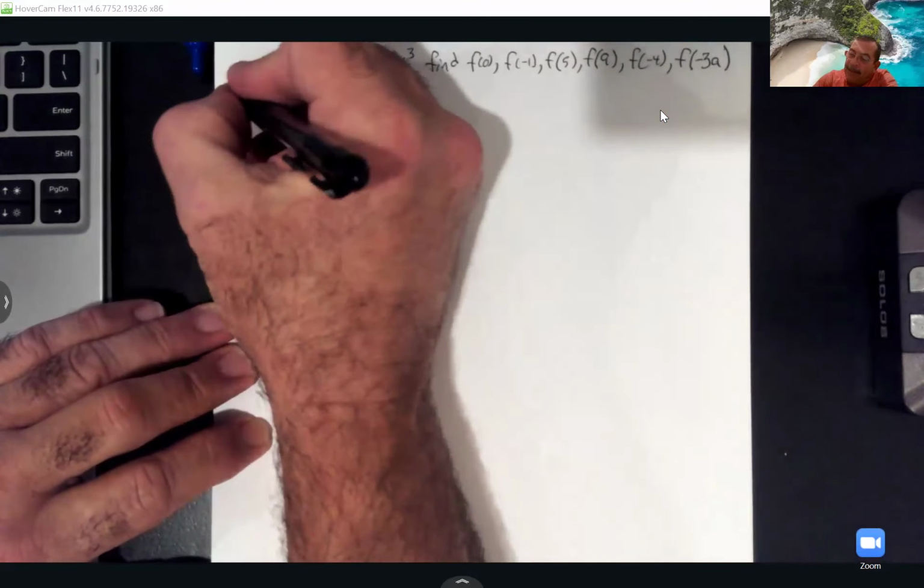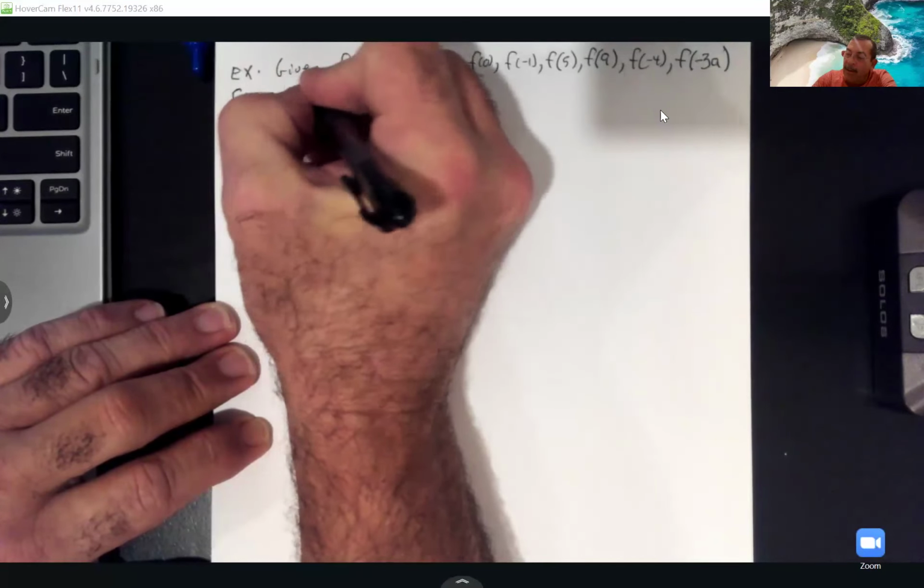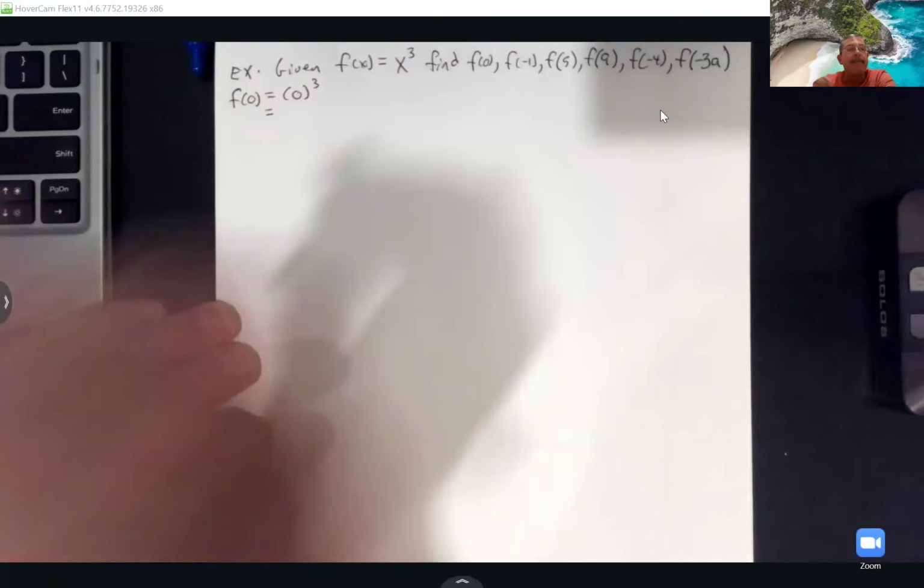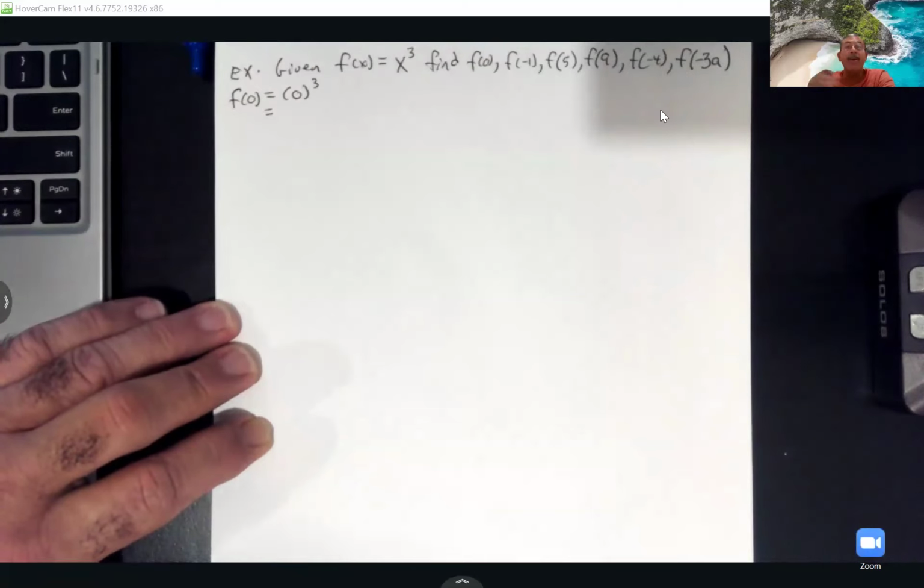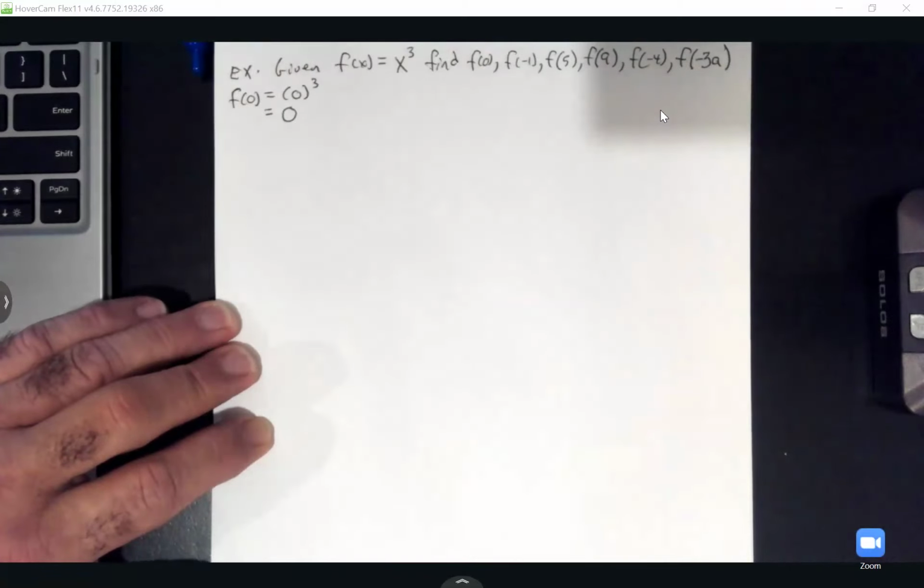So let's start. F of 0 is going to equal 0 to the third power. And y'all guess what? 0 to any power is a 0. There you go.